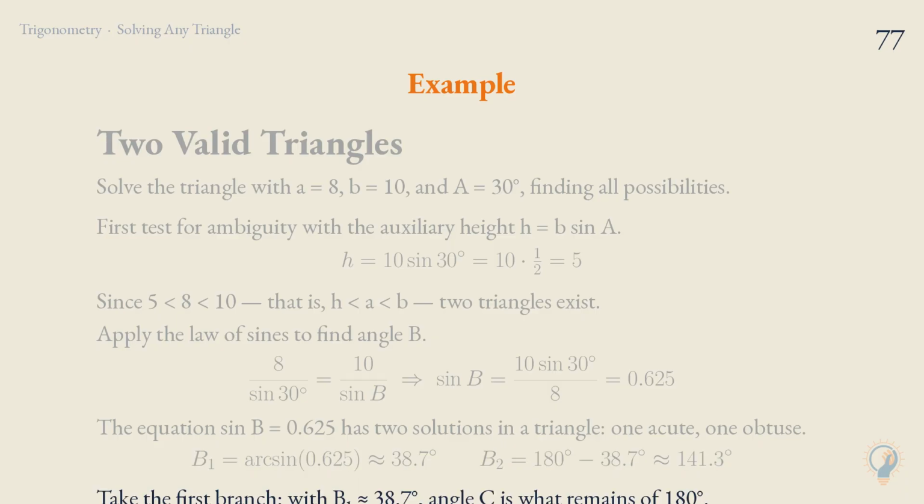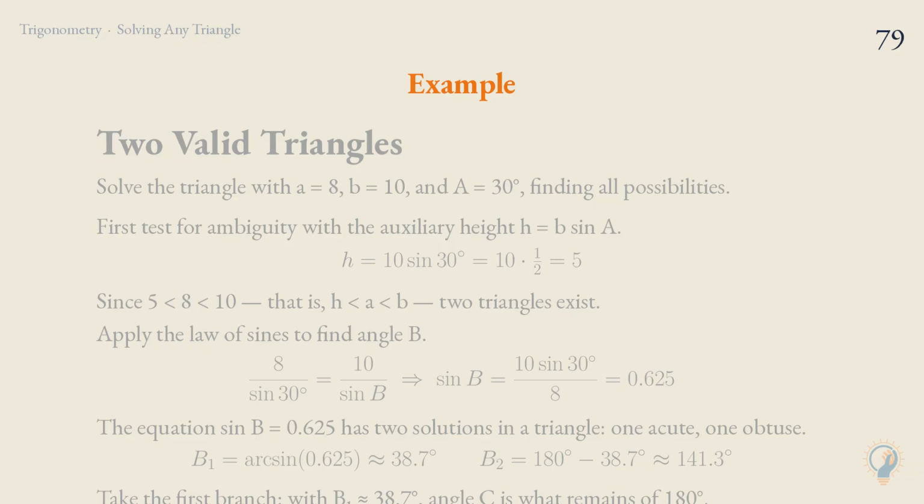Take the first branch. With B sub 1 about 38.7 degrees, angle C is what remains of 180 degrees. C sub 1 equals 180 minus 30 minus 38.7, which is 111.3 degrees. Then c sub 1 equals 8 times the sine of 111.3 degrees over the sine of 30 degrees, about 14.9.